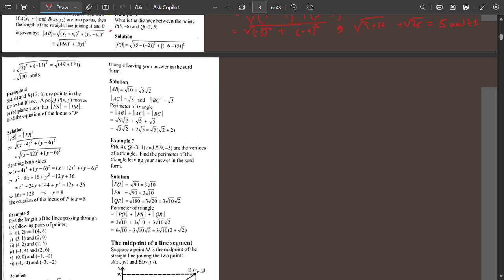In example 4, we've been given S, a point in a Cartesian plane. A point P moves in a line such that PS is equal to PR. Find the equation of the locus of P. So PS is equal to PR.